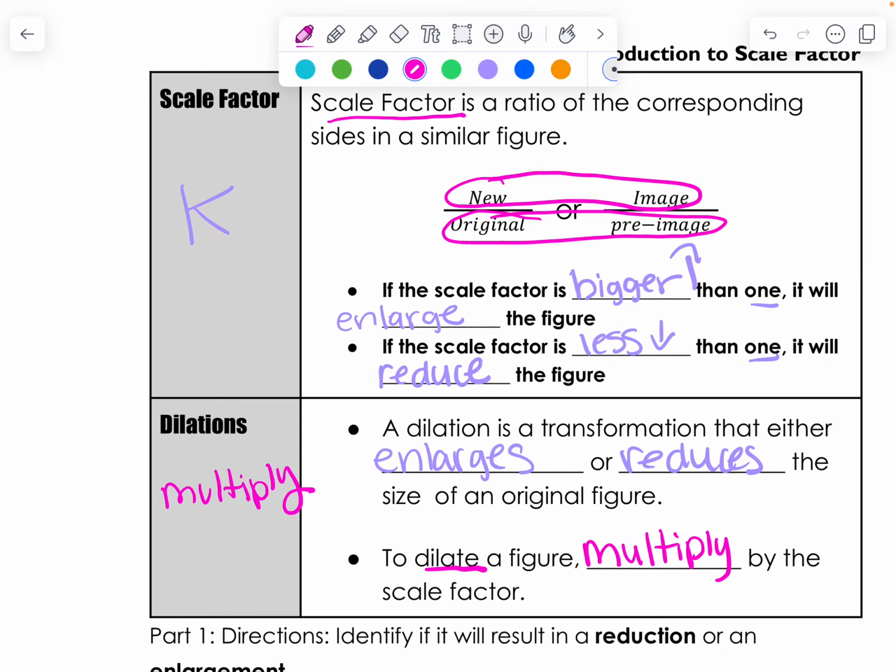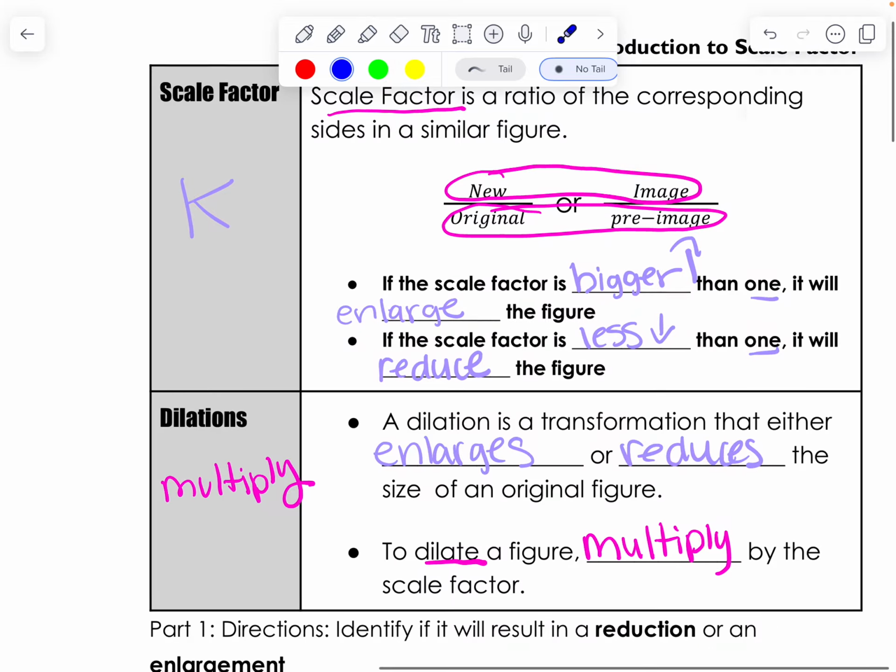If the scale factor is bigger than 1, and you can think of this as money, if your scale factor is bigger than $1, the picture is going to get larger. If the scale factor is less than 1 or less than $1, it would reduce. The picture is going to get smaller. Sometimes we would use the letter K for the scale factor.